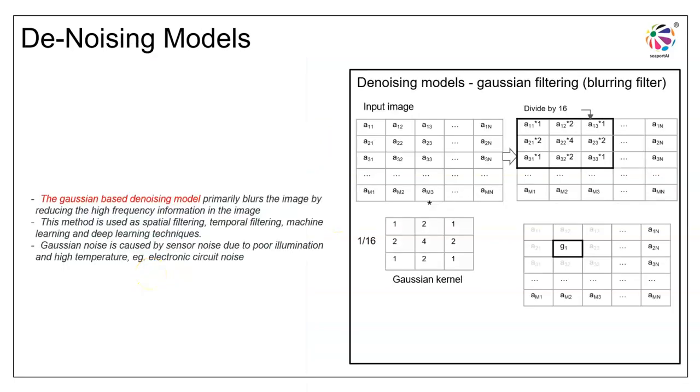Now we will look at denoising models. Denoising models often use filters to remove noise from images. The type of filter used depends on the type of noise present in the image. Let's start with Gaussian filtering. Gaussian filtering is often used to blur an image or to reduce detail and noise. It works by convolving the image with a Gaussian function.